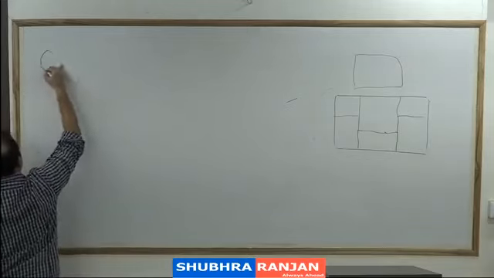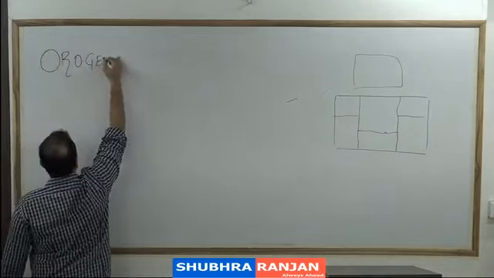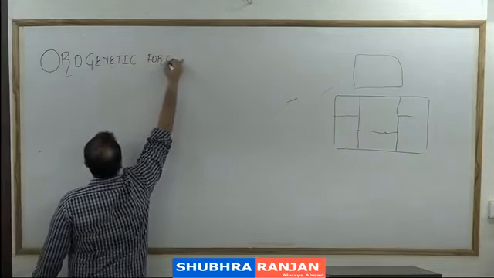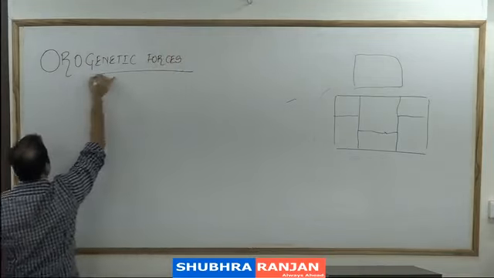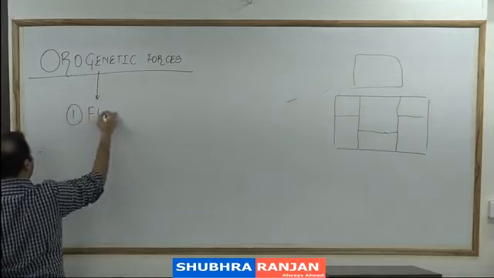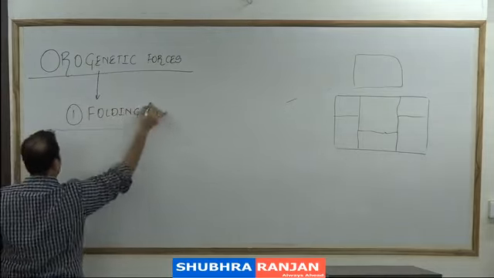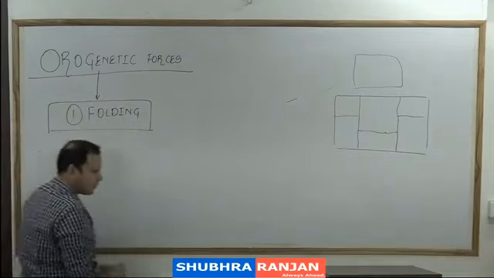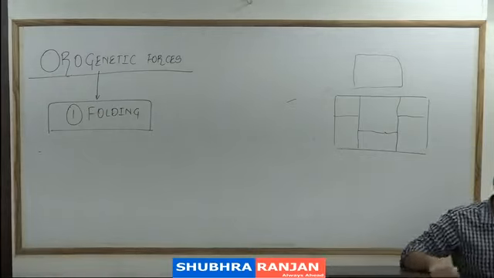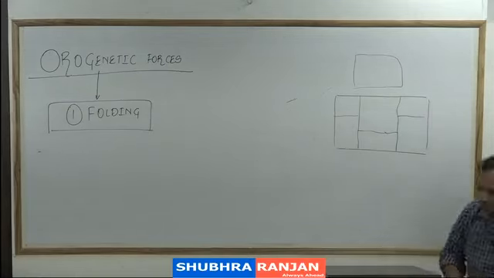Now let us look at the orogenetic forces. Oro means mountain and genetic means origin. There are two types. First, folding. So we'll start with the folding. Orogenetic forces are the forces that cause the folding.